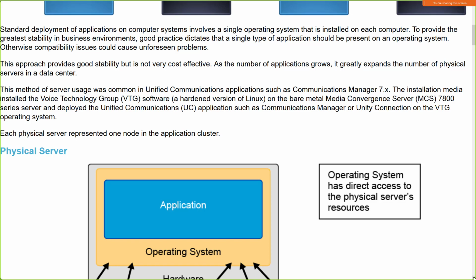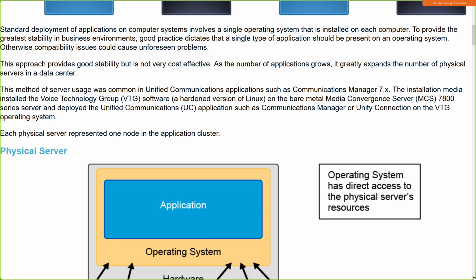Standard deployment of applications on computers involves a single operating system that is installed on the computer. To provide the greatest stability in a business environment, good practice dictates that a single type of application should be present on the operating system. Otherwise, compatibility issues could result, and so on. This approach provides good stability, but it's not cost effective, and frankly, it doesn't really scale very well. As the number of applications grows, the number of servers and devices you need to service those applications is going to grow significantly as well.